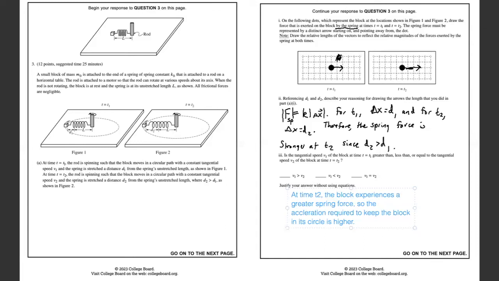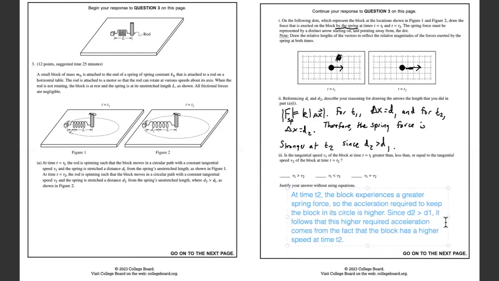What that would mean is that, let's see, if d2 is greater than d1, and I'm just thinking aloud right now before I continue with my justification, right? If d2 is greater than d1, that should have lowered the acceleration required to keep the block in the circle, right? So this would imply that the speed has to be higher. Since d2 is greater than d1, it follows that this higher required acceleration comes from the fact that the block has a higher speed at time t2.